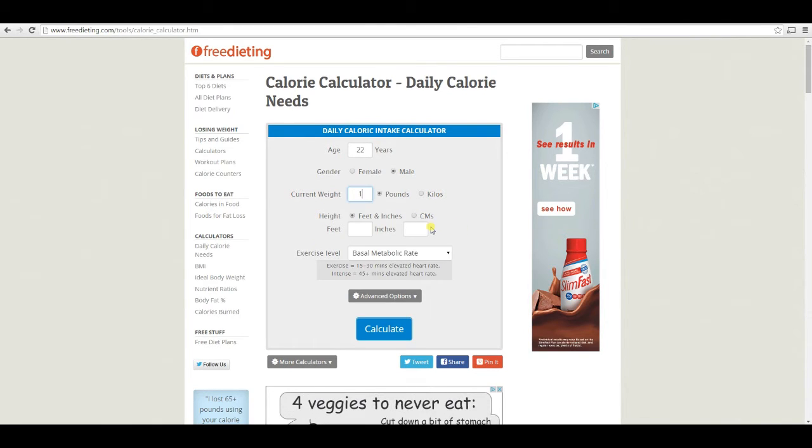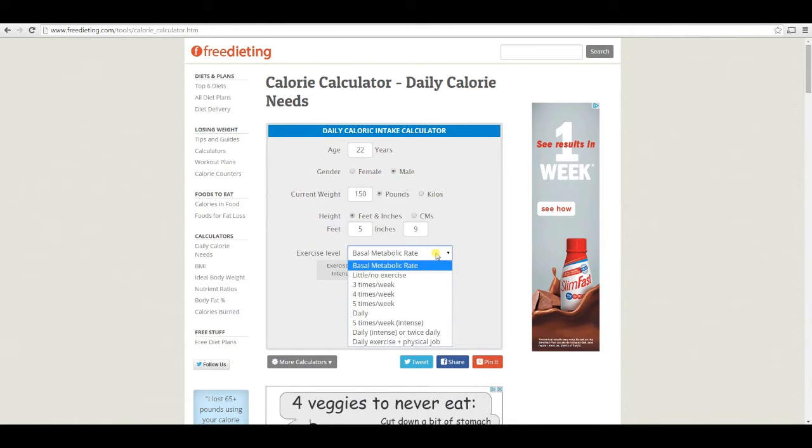Actually, let's make it 150 pounds. So 150 pounds, of course you can also click it in kilos if you're from Europe. And let's say they are 5'9". Okay, again, type in all of your information in. Do not copy this exactly.